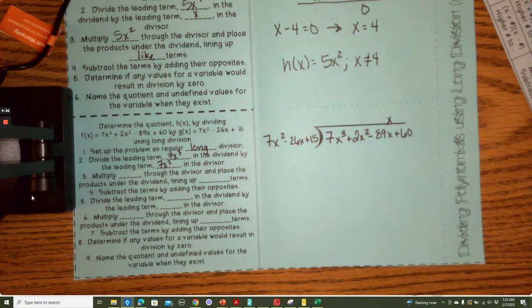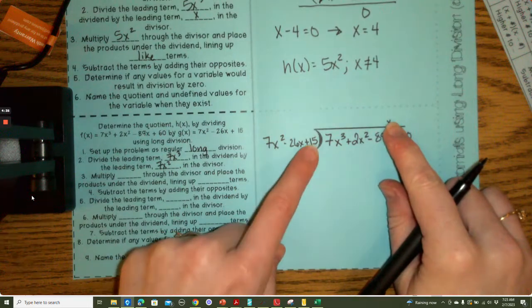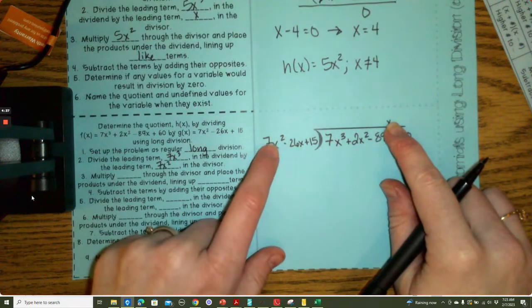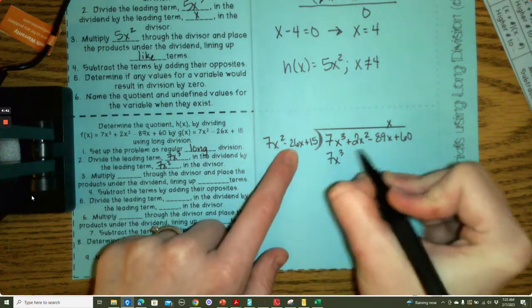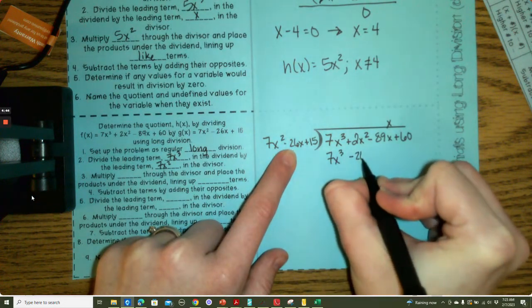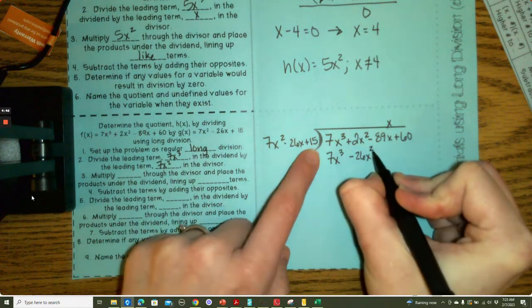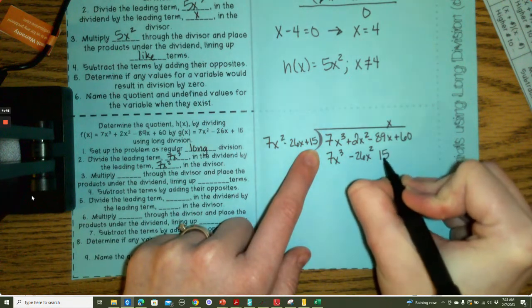And then you multiply it out. So we're going to multiply x by every piece. So all it's going to do is change the power on all these terms. So 7x cubed, negative 26x squared, and then 15x.